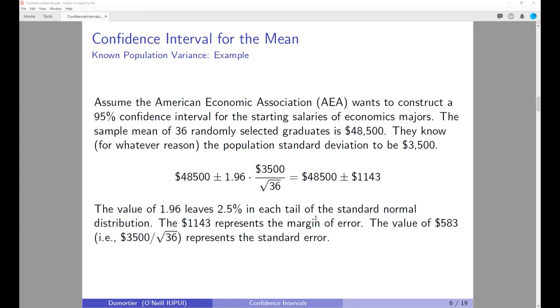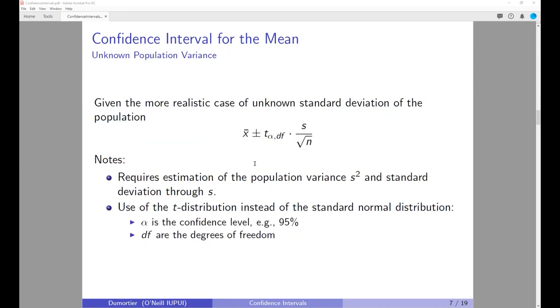Okay, so now this is the example where we assume that the population standard deviation is $3,500. Now, if you think about this, this is very unrealistic, because it is more likely that you would actually know something about the population mean than the population standard deviation. However, it serves as a good introductory example of how we have to think about the value of 1.96 or this z value.